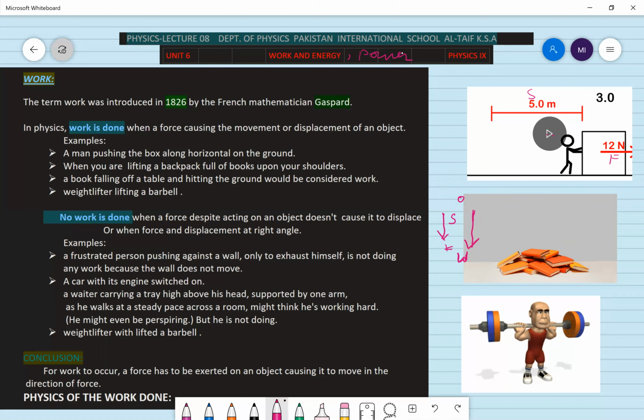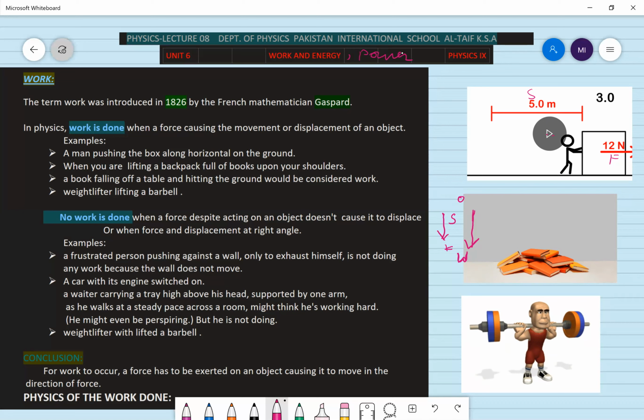Weightlifter lifting a barbell. In this case, the man is doing work as he lifts the bar. The weightlifter lifts the barbell, so he is doing work, right? Now, these are examples where you have seen that a force causes the object to move or to displace. And in physics, this phenomenon is known as work done.